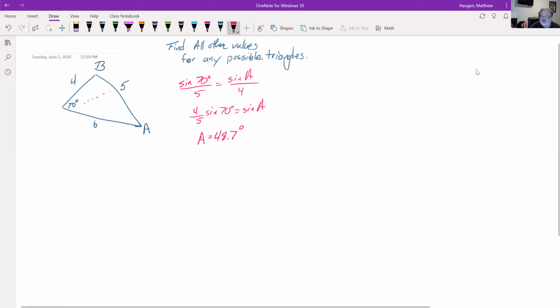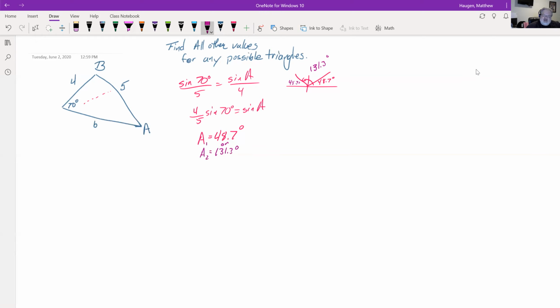Now that's, of course, our principal answer. So that's the acute 48.7 degrees. There's also going to be another angle over here where that reference angle is still 48.7 degrees. So that's going to be what, 131.3 degrees. So those are our two possible angles from the sine inverse.